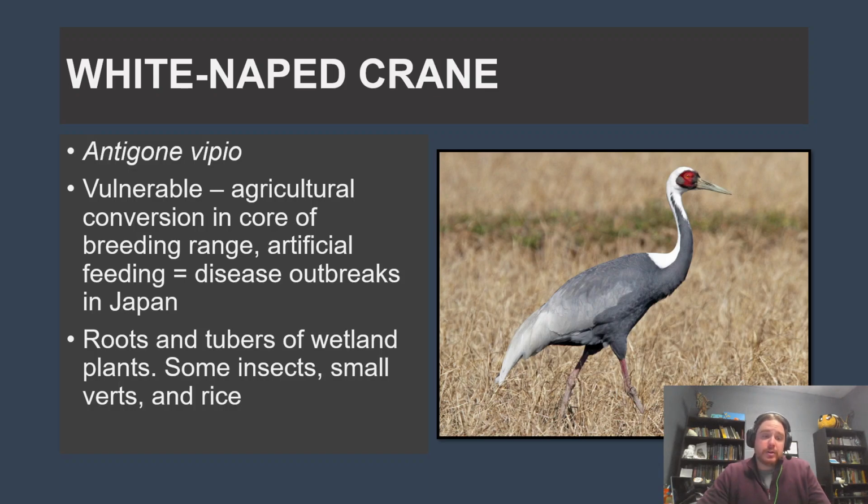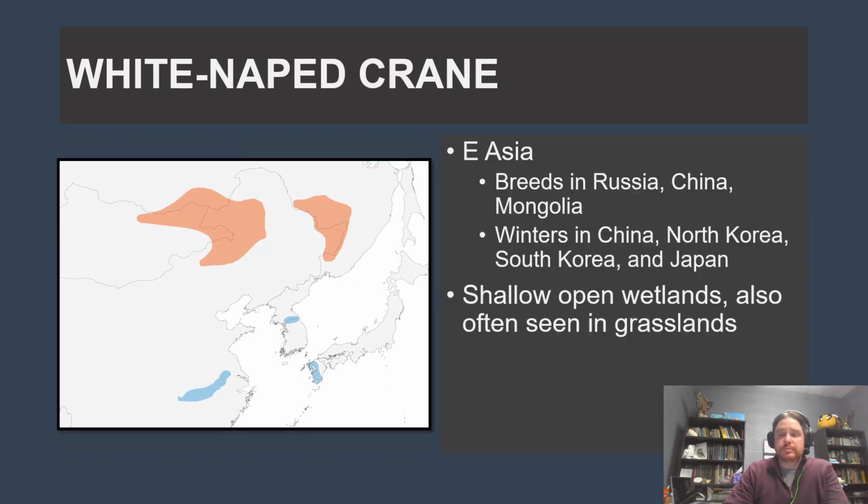In terms of diet, they are primarily eaters of roots and tubers of wetland plants. They do eat rice and some small insects and invertebrates. Here you can see the range in East Asia. So the breeding part of their range, this is a migratory species, of course. They have a breeding part of their range and an overwintering part. Again, it's in Russia, China, and Mongolia. And they winter in parts of China.